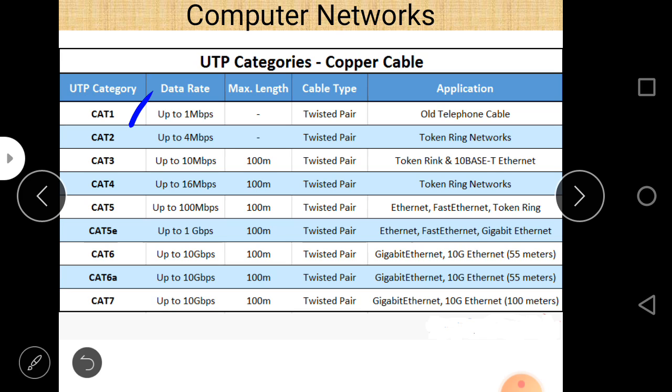These are used for different purposes. The maximum length given is the same for all, so you have to remember only the types, the speed and the purpose, especially for Cat 1, Cat 2 and the last, Cat 7, which we use in Ethernet.